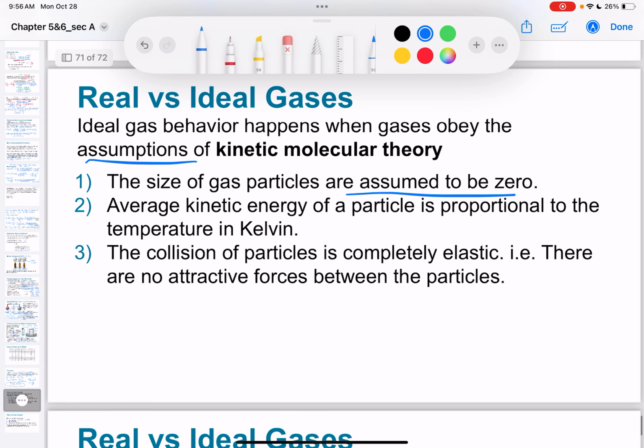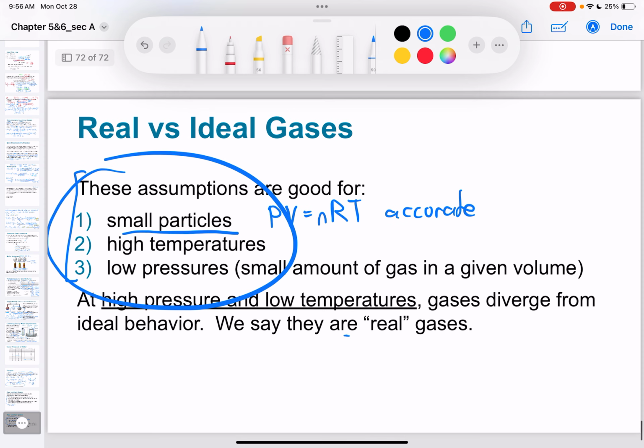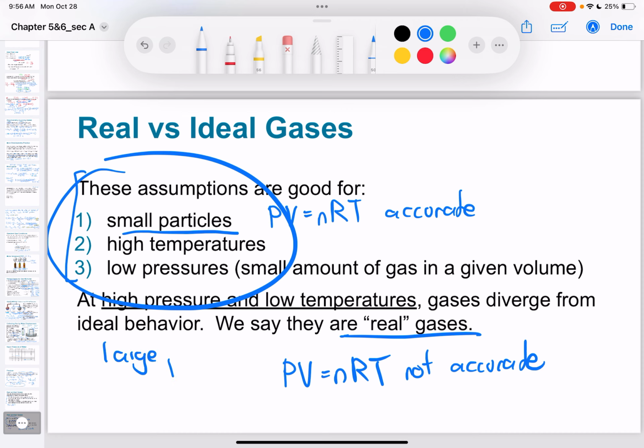So again, just to restate, these are the assumptions that allow us to assume that PV equals nRT is always right. And if these properties are true, then PV equals nRT is relatively accurate. If we diverge from these properties, then they behave as what we call real gases, or another way of saying that is that PV equals nRT is not particularly accurate. So if there are large particles, then PV equals nRT would not be particularly accurate.